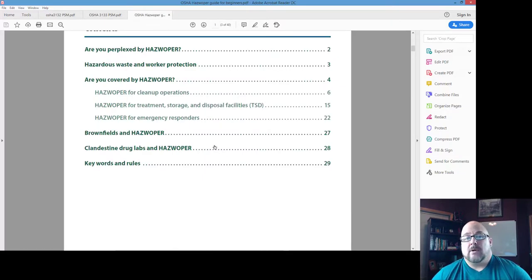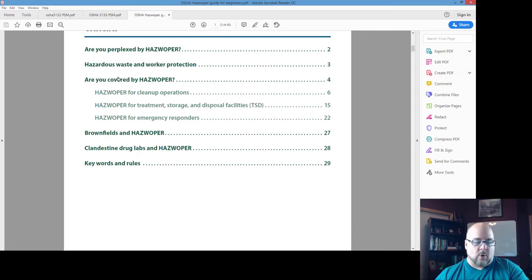And then we get to Hazwoper. This one's called Hazwoper for the Perplexed. I think that's kind of funny. And so it talks about worker protection when they go into a hazardous waste site, because sometimes you don't know what's there. And so you start out with Class A. You're wearing a moon suit. You're breathing through an SCBA, which is a self-contained breathing apparatus. And so you only have a certain amount of time.